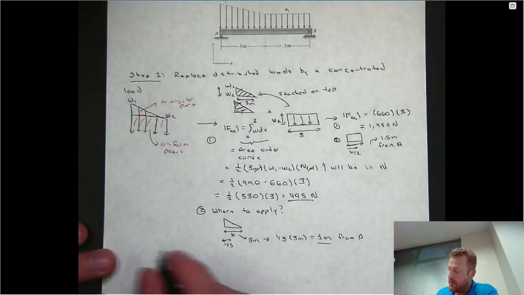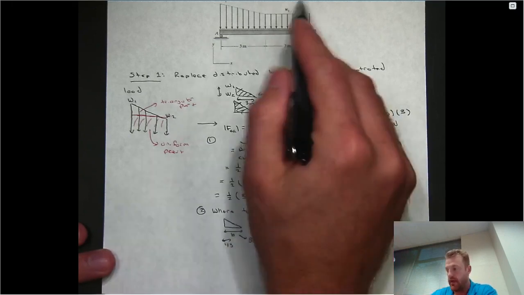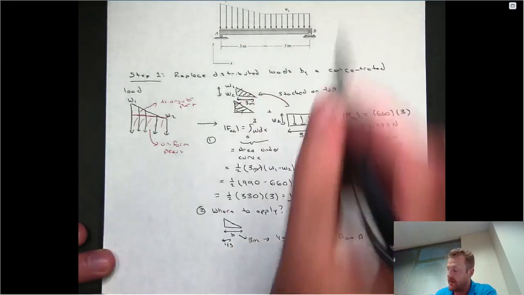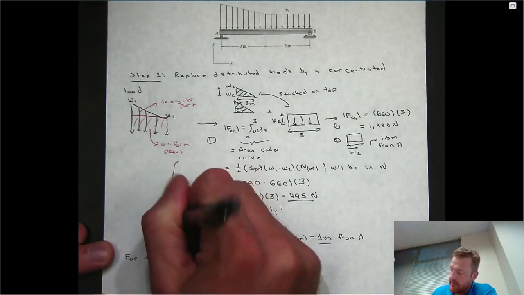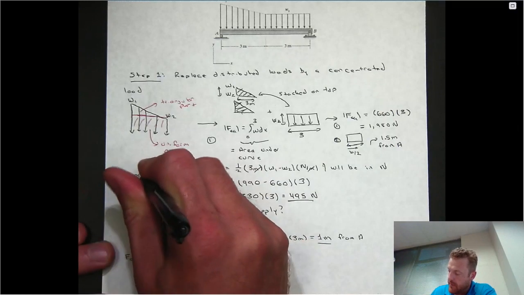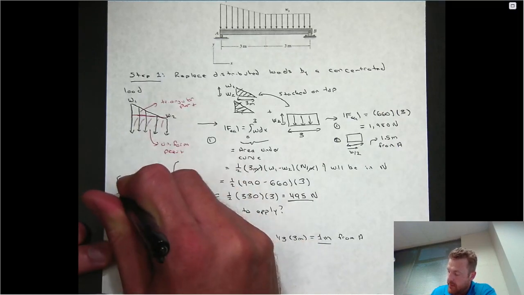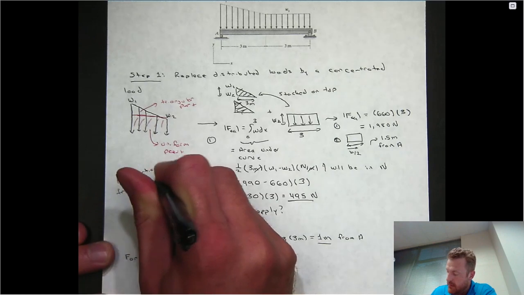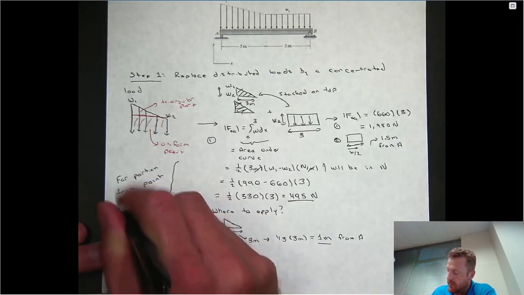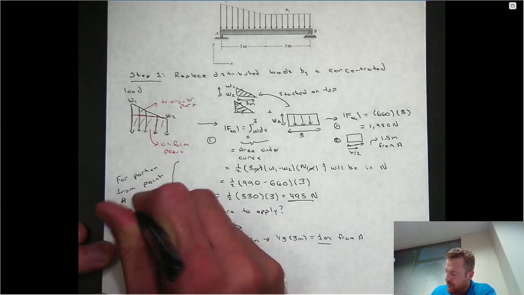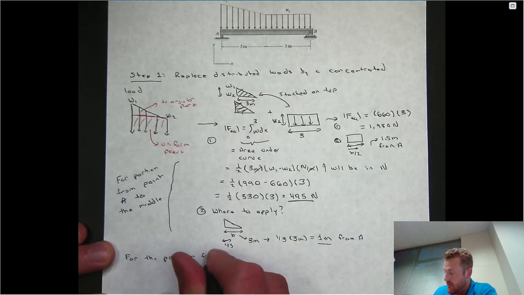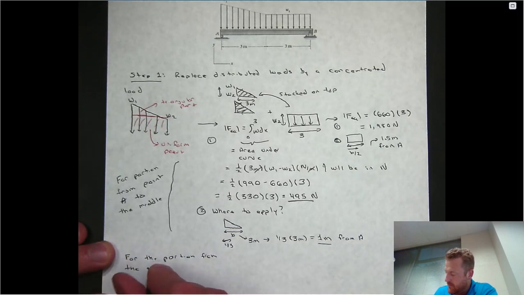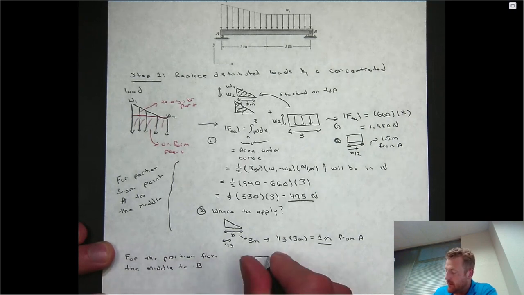The last thing that we need to do is the second part of the distributed load, the portion that's just rectangular. So let me write this in. This is for the portion from point A to the middle. And for the portion from the middle over to B, it's just going to be a purely rectangular load.